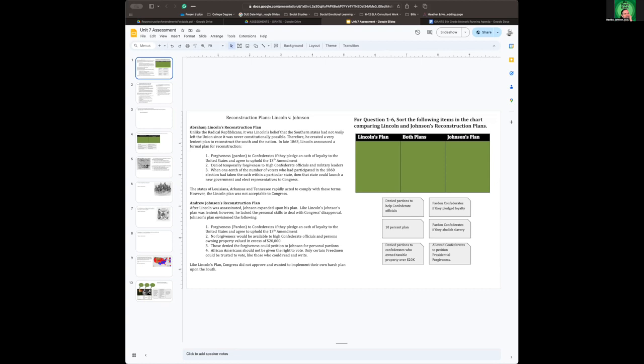We give them the gist here. They can take a look at it and then they can decide, you know what, this was part of Lincoln's plan, or this was part of both plans, or this was part of Johnson's plan. And all they're going to do is hover their mouse till you see that little arrow thing, and they're just going to move things to the correct boxes.